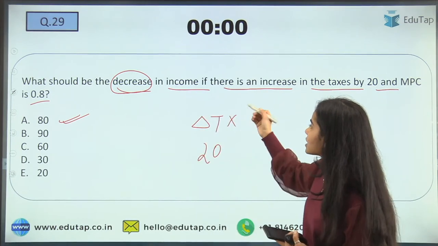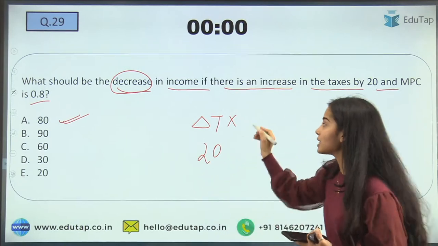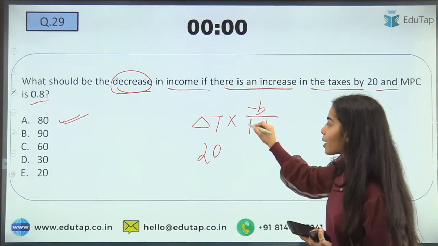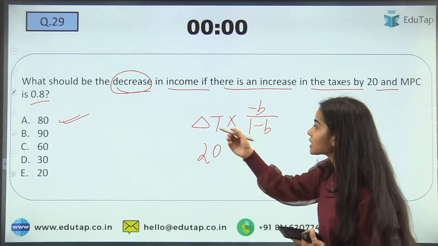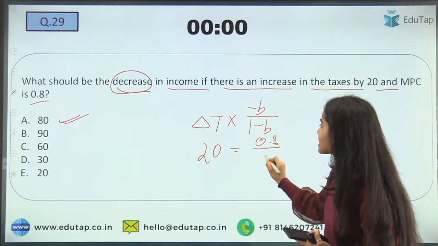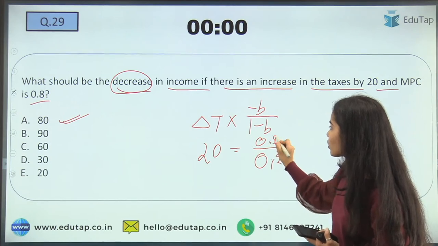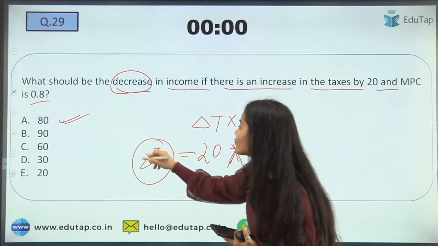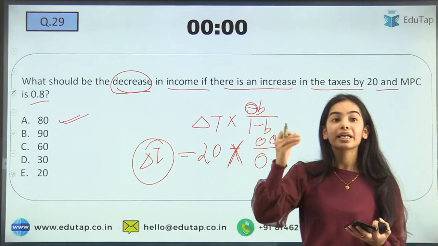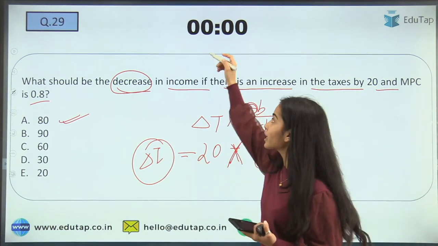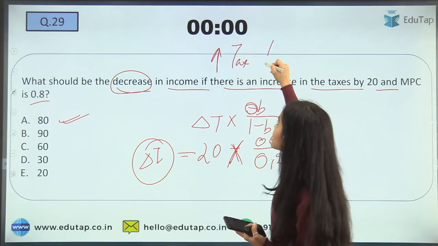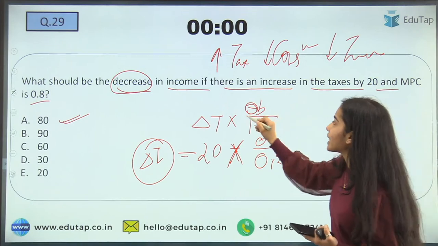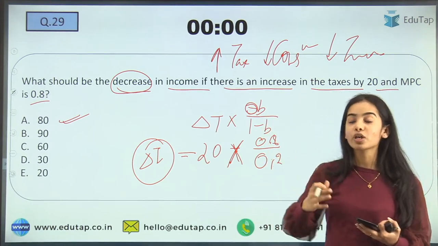The tax multiplier formula is minus B upon 1 minus B. That is MPC upon 1 minus MPC. So MPC is how much? 0.8. 1 minus MPC is 0.2. And this is multiplied, so you will get the change in income. Okay. Why are we taking negative? Because an increase in tax means the consumption will decrease, the income will decrease. And that's why we are taking negative MPC instead of positive MPC.